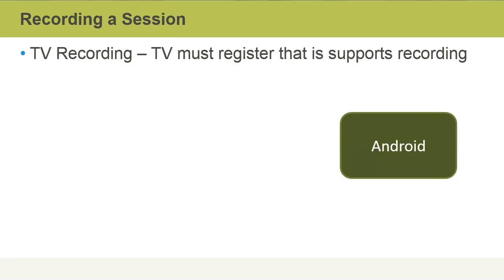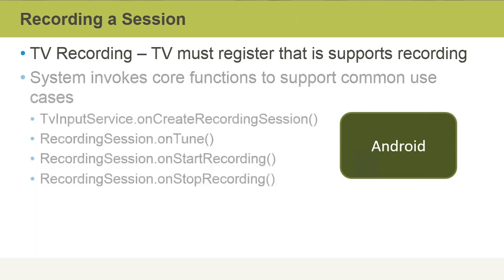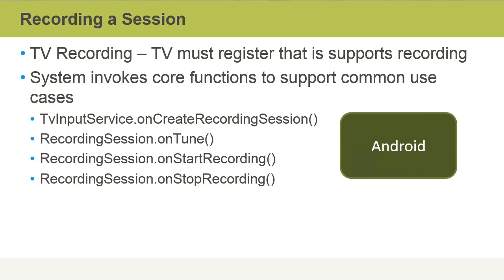Now, there are a number of core functions to support common use cases, and we're going to take a look at some of these functions now. The TV input service.onCreateRecordingSession method is called when the system needs your application to start up its recording mechanism. You will need to implement a subclass of the recording session class, which will be used for recording purposes. The system will call these methods as required.